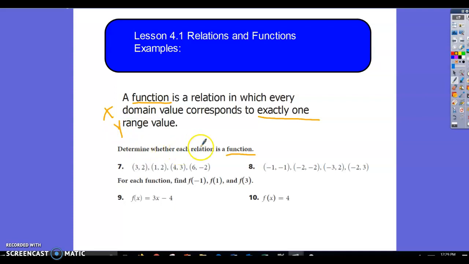All right, so determine whether each relation is a function. So we want to determine if all of our x's are unique, or if there's exactly one x in this set of data. So if we look at number 7, 3, 1, 4, 6, that is yes. This one is a function. Okay? So you can either write yes or you can put function. Let's write function on here.